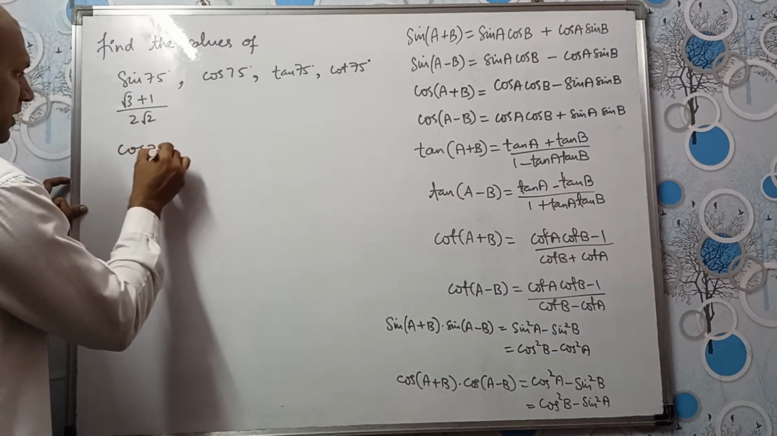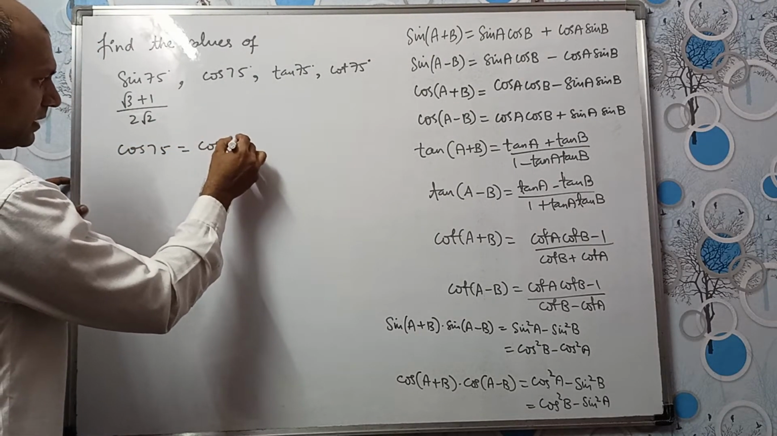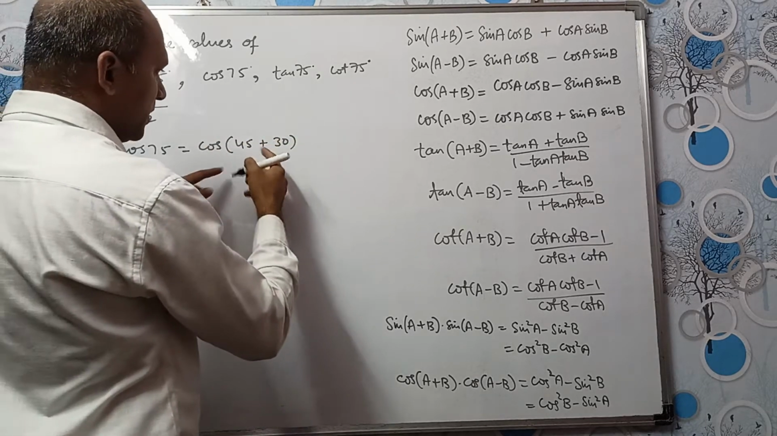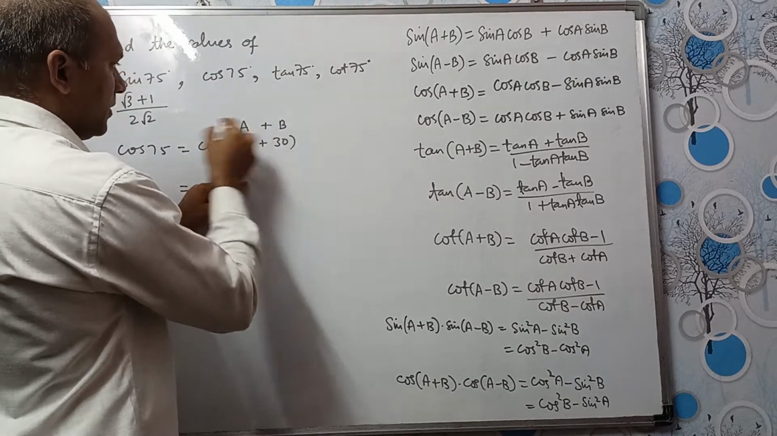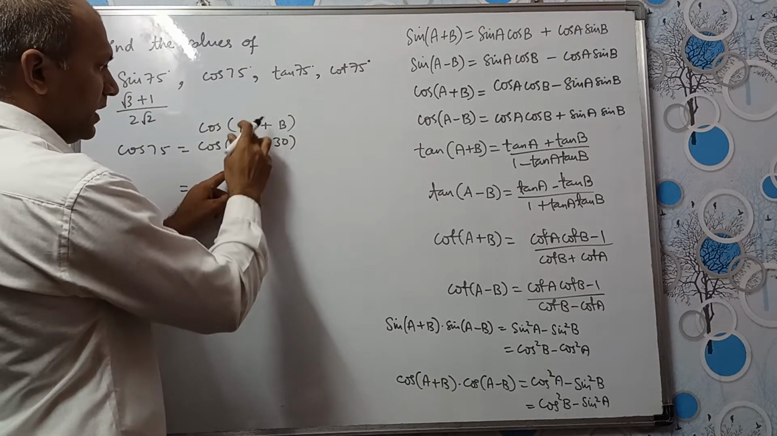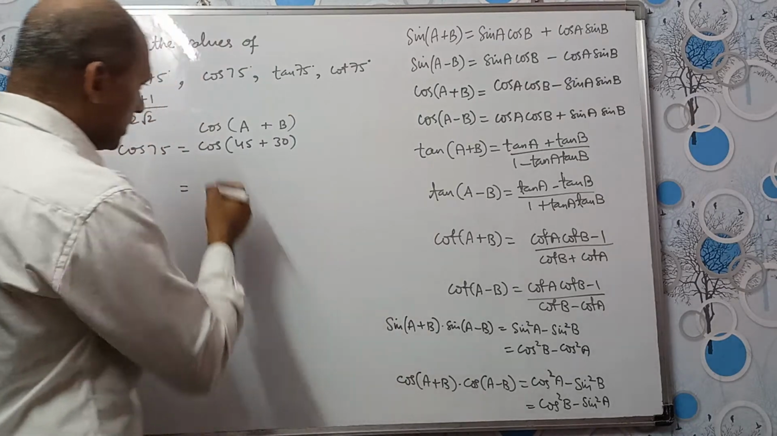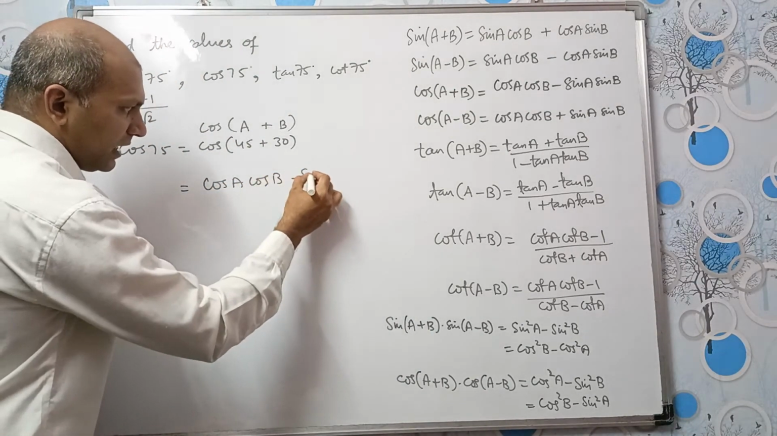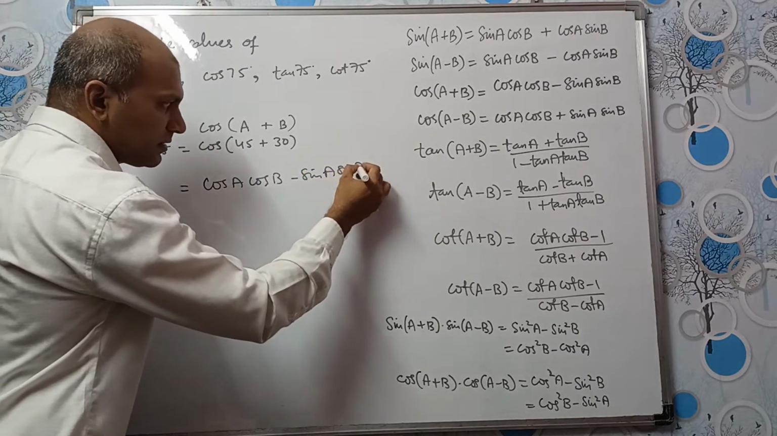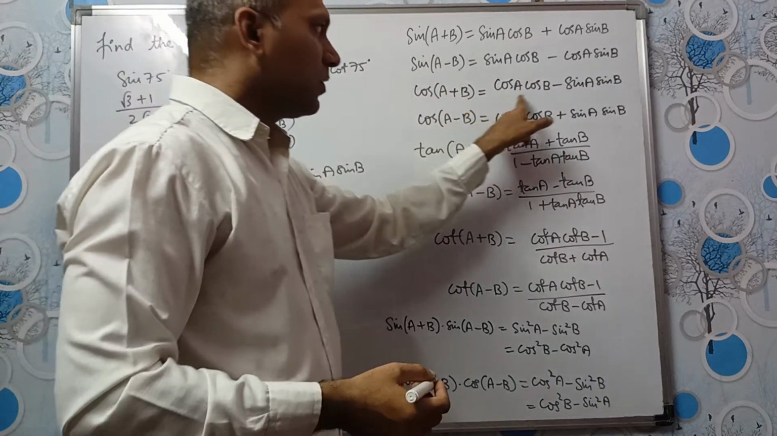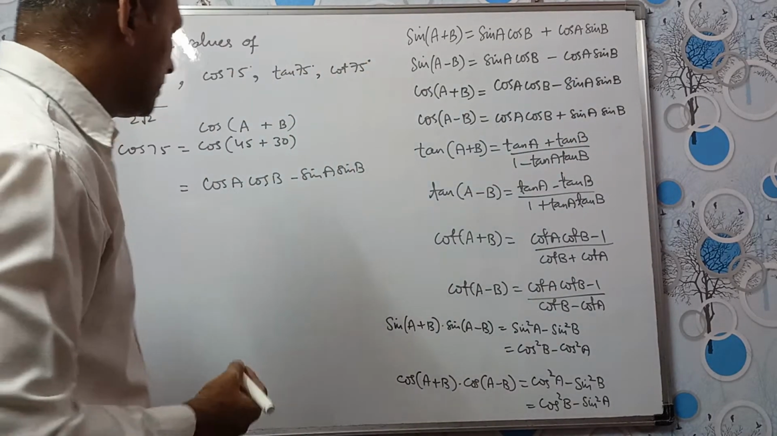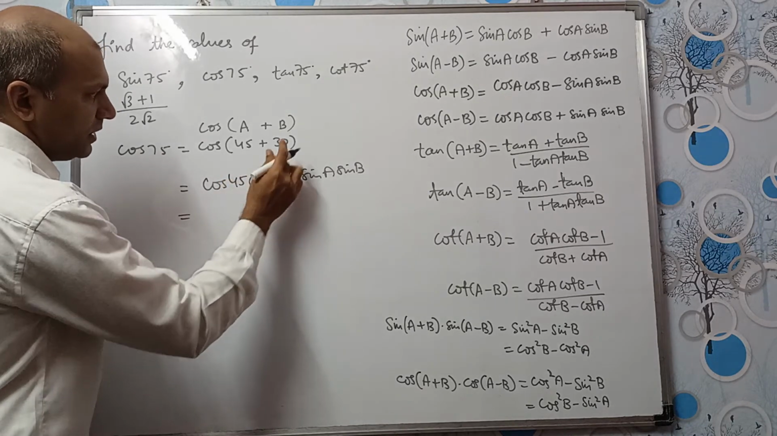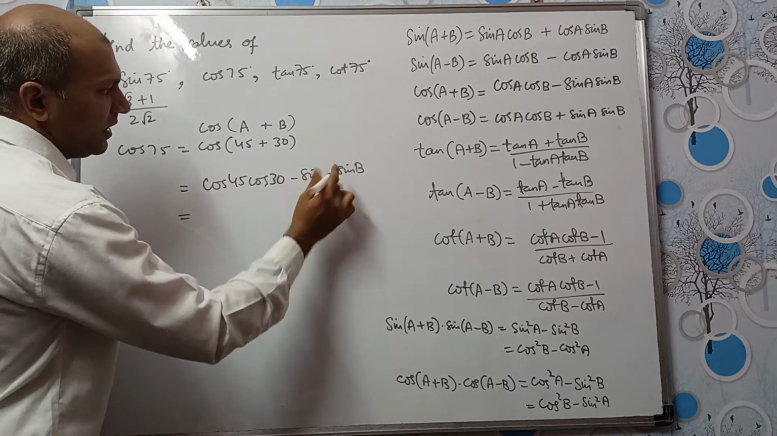Cos 75 degrees. We can write 75 as 45 plus 30. So what is cos a plus b now? A is 45, b is 30. Cos a plus b is cos a cos b minus sin a sin b, right? So let us substitute the values. A is 45, b is 30.